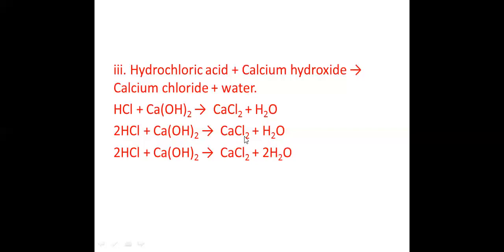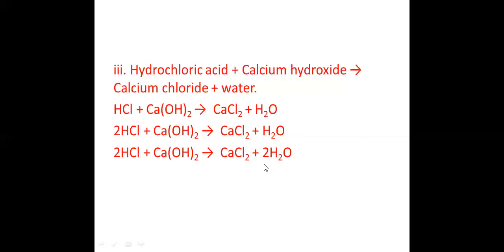Now, in order to balance the hydrogen, or in other words, in order to balance the water, because we have 2 hydroxyl groups and 2 hydrogens, 1 hydrogen and 1 hydroxyl will give us 1 water, but 2 hydroxyl and 2 hydrogen will give us 2 water. So in order to balance the hydrogen atoms, we will also multiply water by 2.